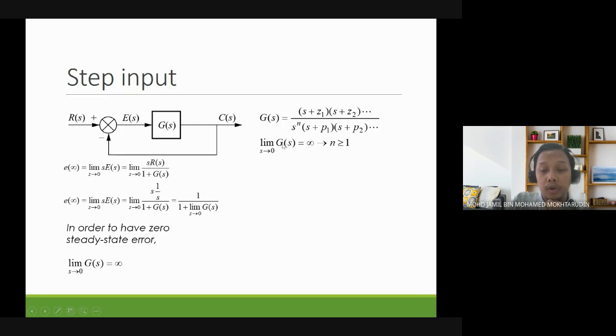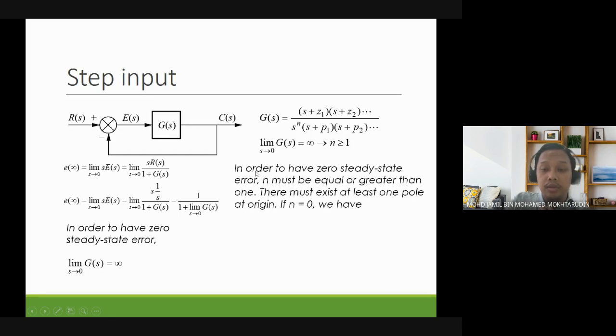For the limit to become infinity, N must be bigger or equal to 1. So in order to have zero steady state error, N must be equal or greater than 1, meaning that the system must have at least one pole at the origin. When N equals 1, we have the S term here, or we have a pole at S equals 0. So you must have at least one pole at the origin, at 0.